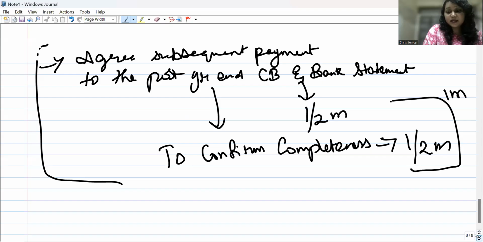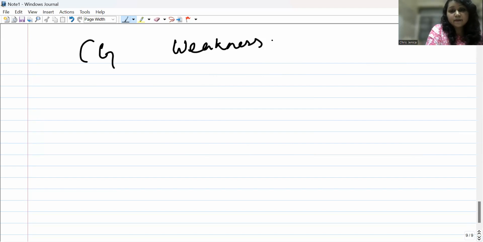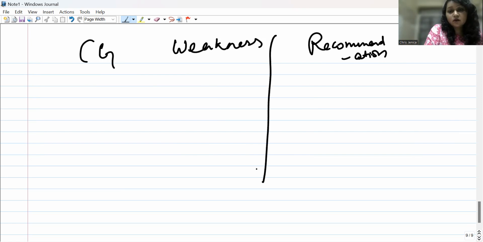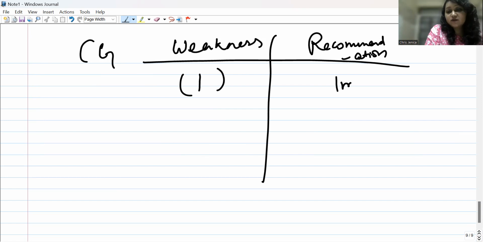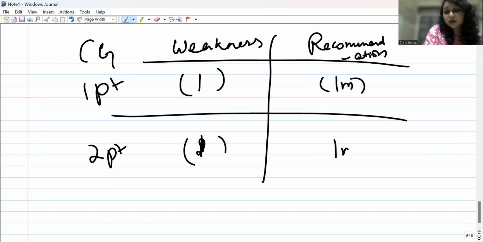So it's going to be like this. The CG weakness and recommendation. Okay, so this will earn me 1 mark and this 1 mark. Again, this is the first point. Second weakness that I'm going to find out, this will earn me 1 mark and this is going to earn me 1 mark.